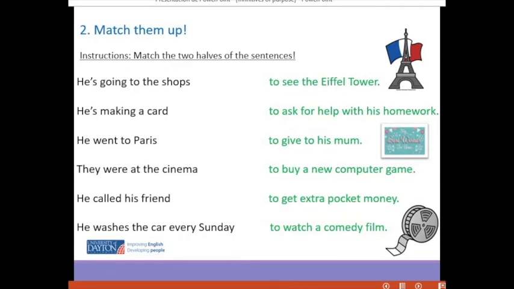Okay, so that is pocket money. When you help, your parents usually give you money for your help. And finally, to watch a comedy film. Film is another word for movie. Do you like movies? Comedy movies, comedy films, horror films, action films. So film is a movie. Okay, excellent. So I hope you have your answers now. Let's check your answers now.